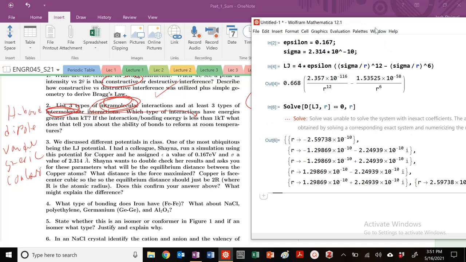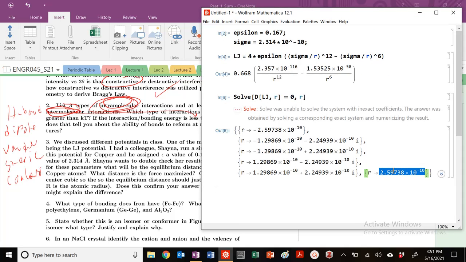So as we can see here, our equilibrium distance is essentially 2.6 angstroms. So that is our equilibrium distance. Let's just put this here, equilibrium. So that is our equilibrium distance.